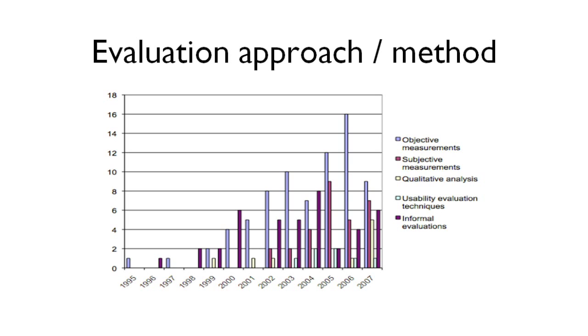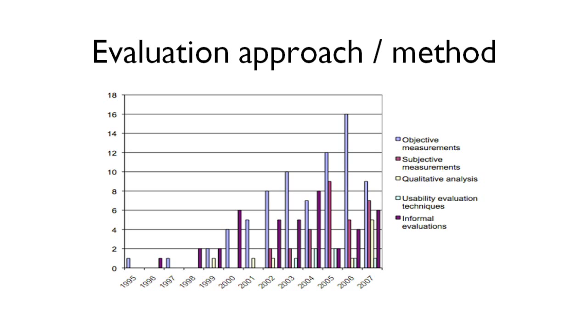We also categorized the papers according to research approaches and methods, so which types of dependent variables or measurements were taken. We looked into objective measurements like error rates and task completion times. Subjective measurements, questionnaires, for example. Qualitative analysis, that would be interviews and observations. And usability evaluation techniques. These would be, for example, heuristic evaluations by experts.